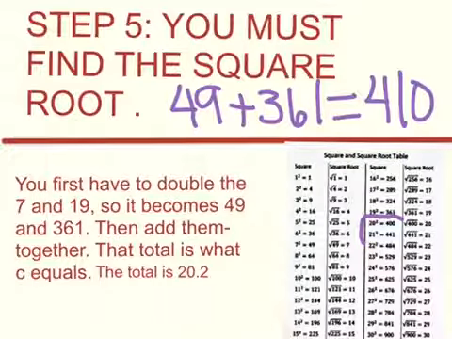So 410 is kind of hard to find on the square root chart. It's in between 20 squared and 21 squared. So 20 squared is 400, 21 squared is 441. So you have to kind of estimate for this part. What I estimated was the total is around 20.2.